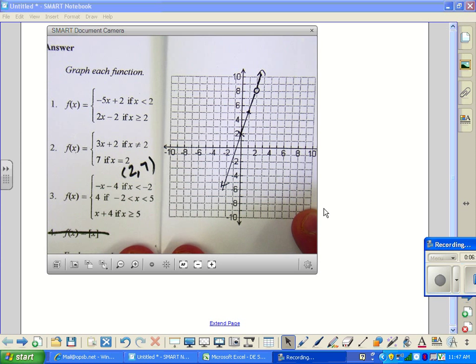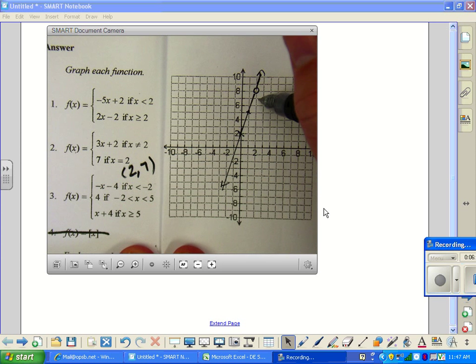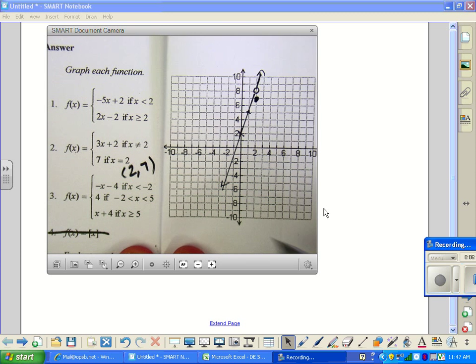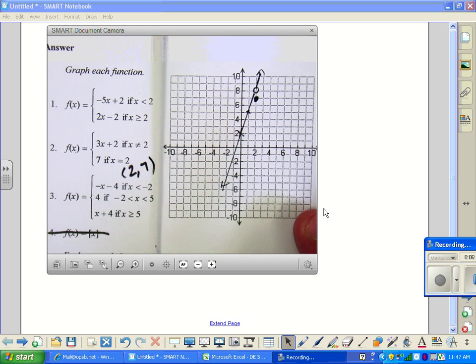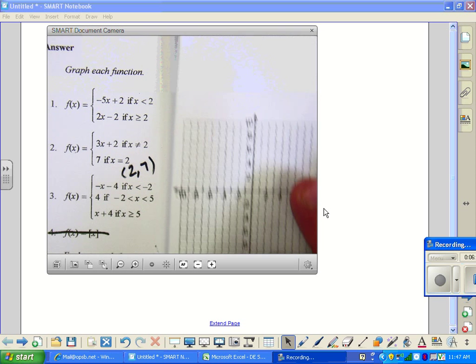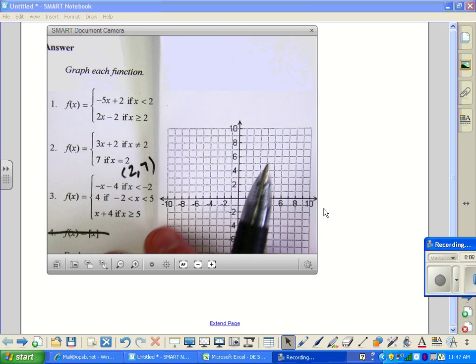Okay, so I drew the line better that time, and now I'm going to graph 2, 7, which would just be under it right there. Okay, so I had to be really accurate when I drew that one, since the point was so close to the hole. All right, number 3, and this one has 3 pieces.